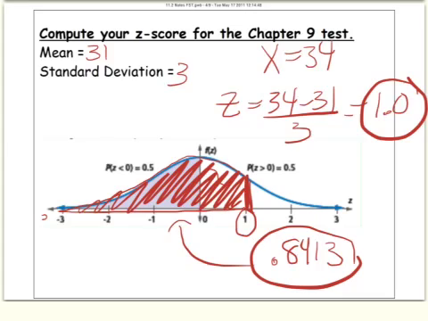Well, folks, from that I could actually deduce what percent of people did better than me. Well, the special property is the area under this curve is 1. So take 1 minus this number, and I could deduce from this that about 15% of the class did better than me on the test. And that's how you would use a normal distribution.